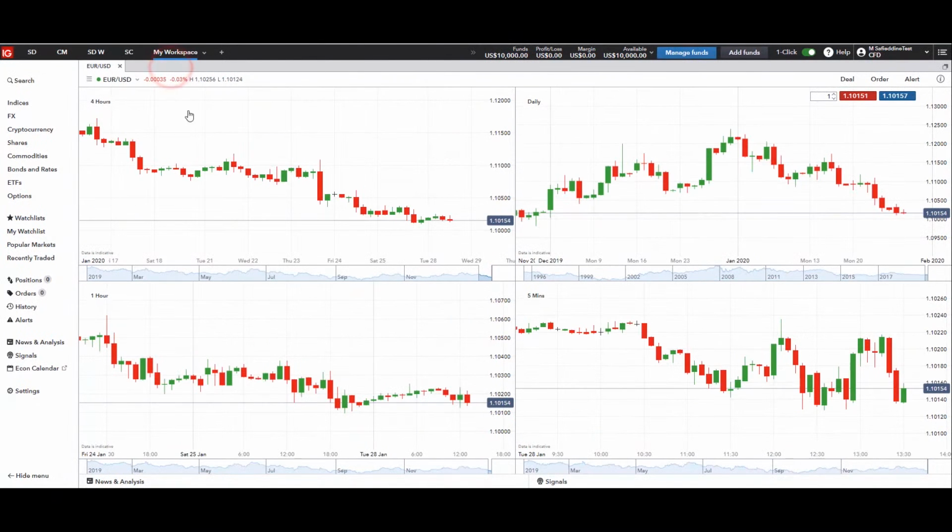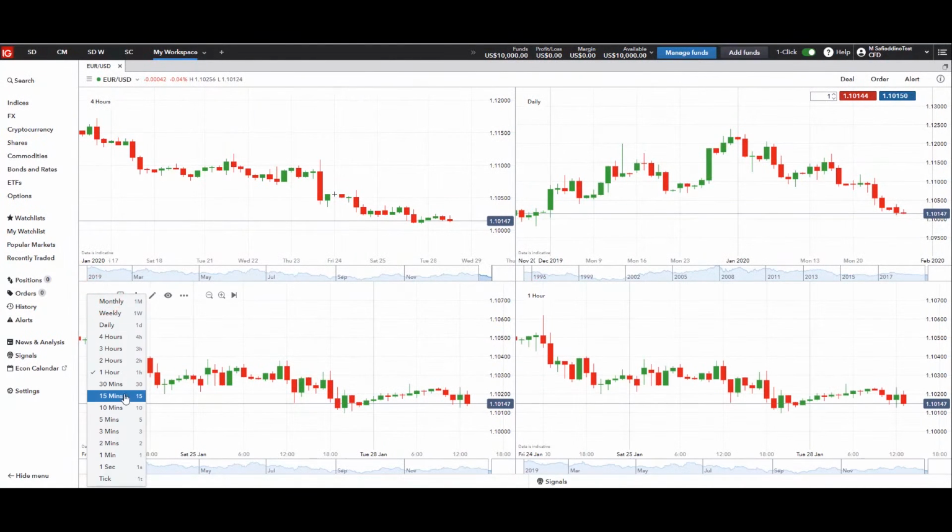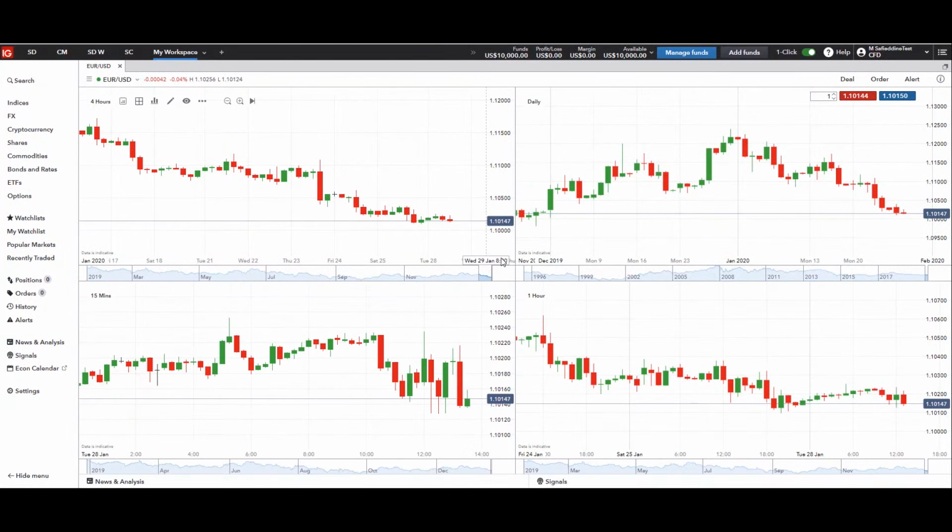So let's go back to Euro USD. In this case, you look at it's daily, 4 hour, 1 hour, and 5 minutes, but again, you can change it the way you like. And you can go from right to left, clockwise, counterclockwise, however it is that you like to do this.